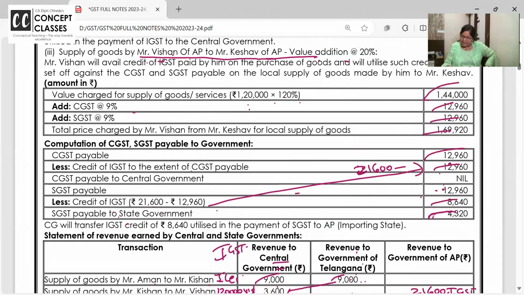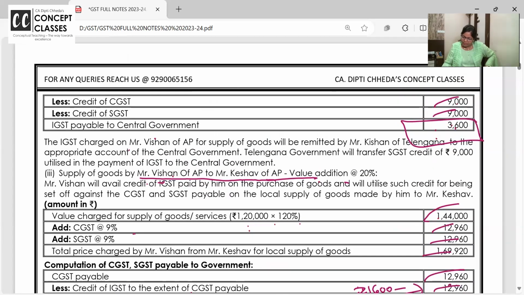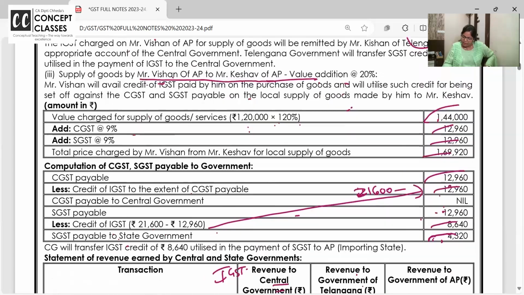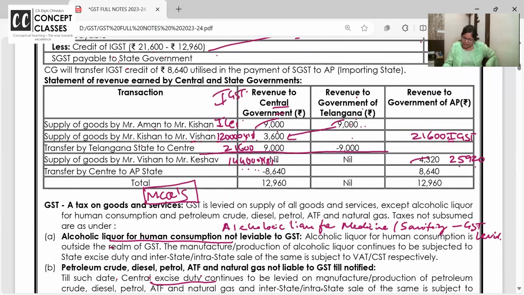Now how is that decided? See here. 1,44,000. This is within the same state, AP to AP. So AP is saying, okay, don't give the whole 21,600 to me. Even if it is within the state, 9% CGST has to go, no? 12,960. So it is saying to the state, look here, out of 21,600, 12,960 you keep. IGST you have, no? 21,600, minus 12,960. 21,600 minus 12,960.